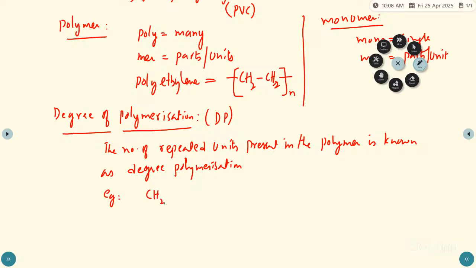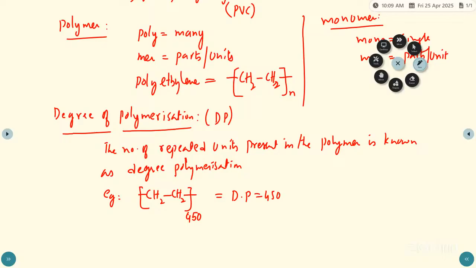CH2 single bond CH2. So what is the degree of polymerization of this polymer? 450. So the DP of the polymer is 450. So the number of repeated units: this unit is repeated how many times? 450 times. So that number is known as degree of polymerization.